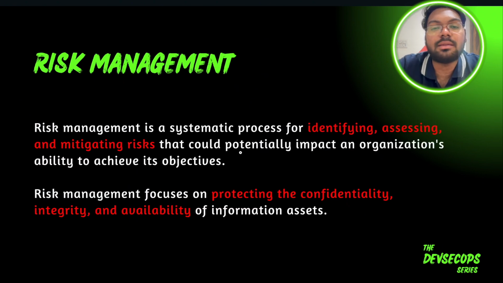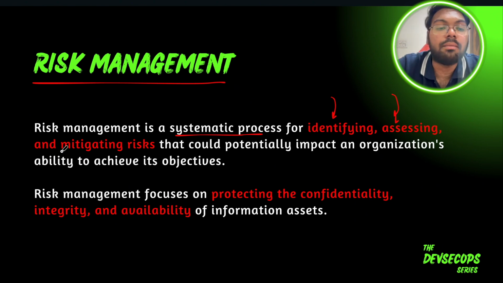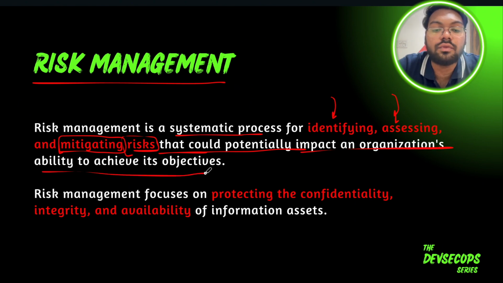Now the next principle is about risk management. As I told you in the previous slide, we will be discussing a bit about risk management. Risk management is a systematic process for identifying, assessing and mitigating risk. First is to identify, then assess what kind of different risks there are, and then try to mitigate or reduce those risks. What kind of risk could potentially impact the organization's ability to achieve its objective?